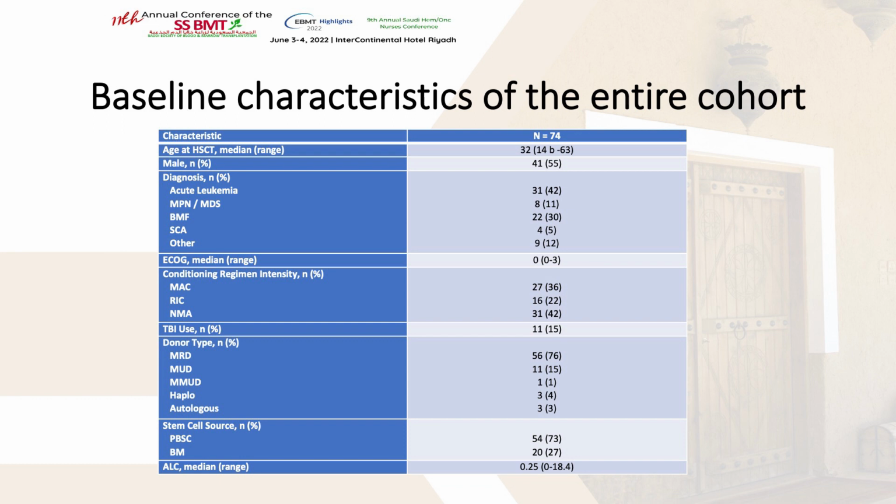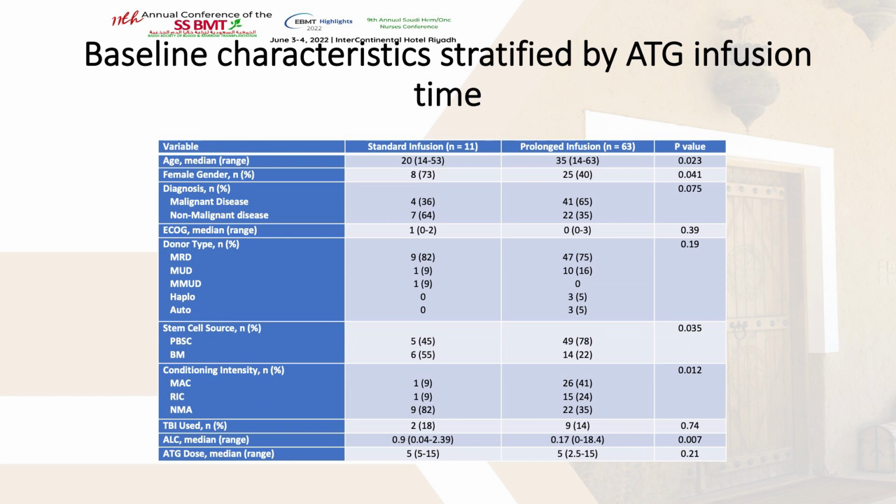As you see, here are the characteristics in our analysis data: the diagnosis, the ECOG, the conditioning regimen, the TBI, the type of donor, the stem cell source, and the ALC. If you see here, you will find it.